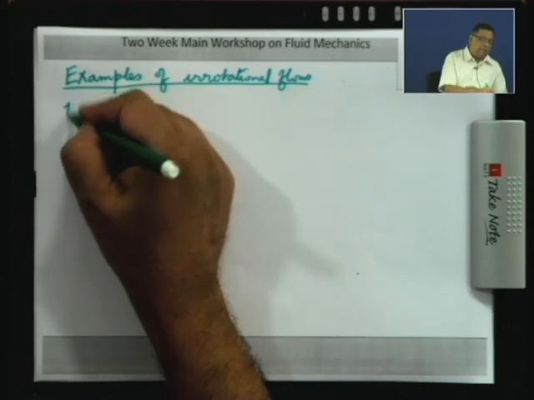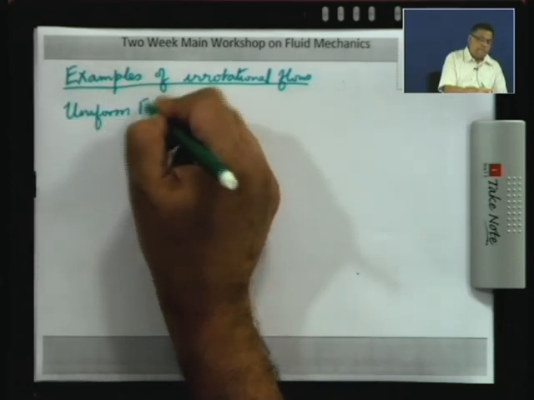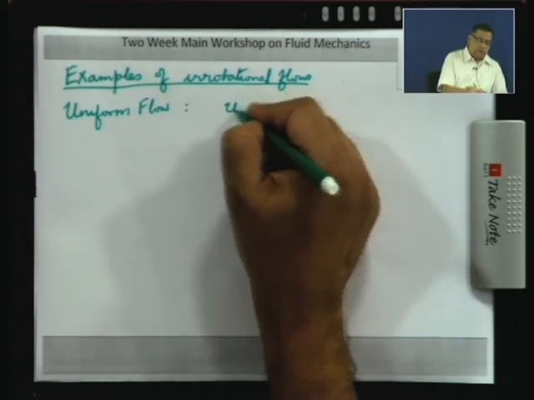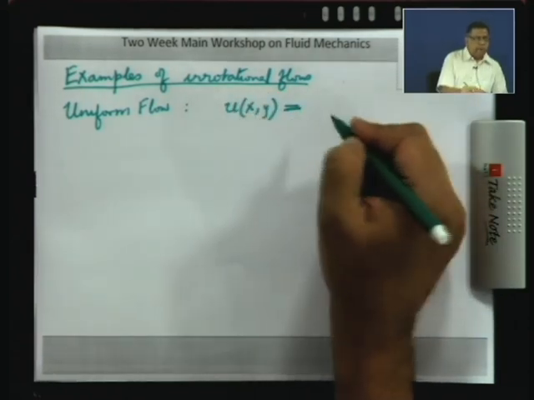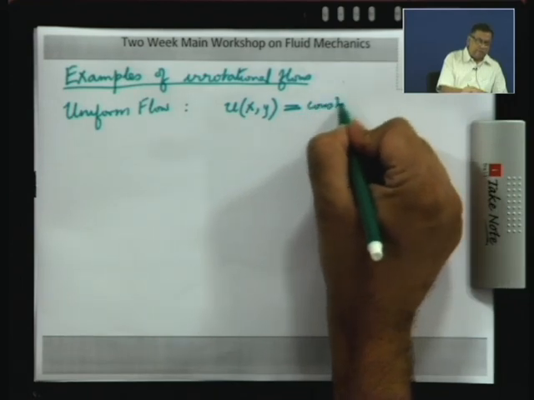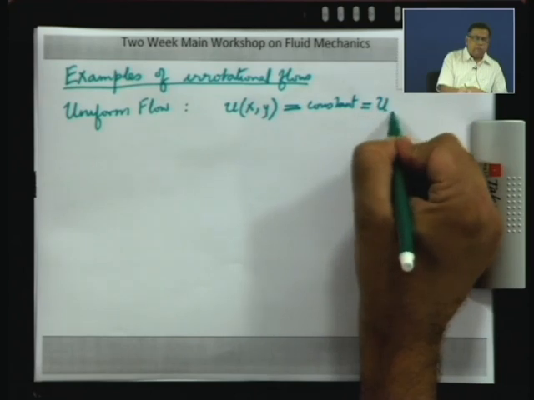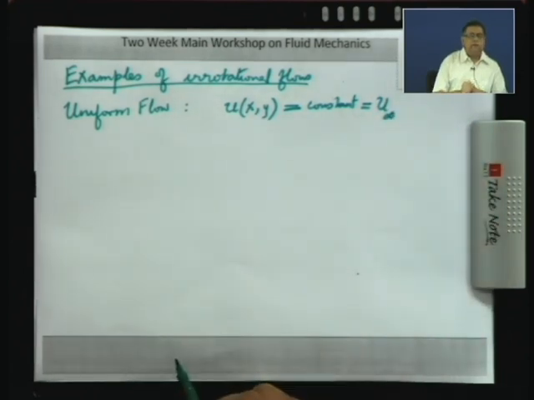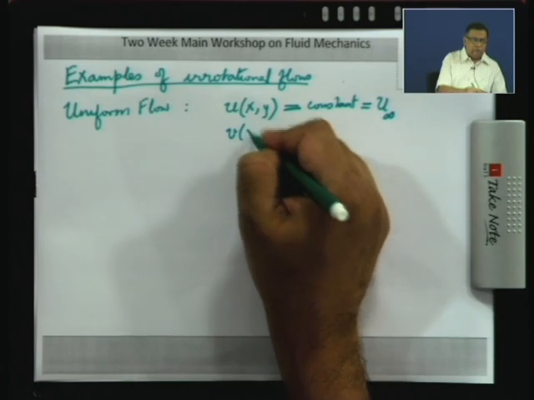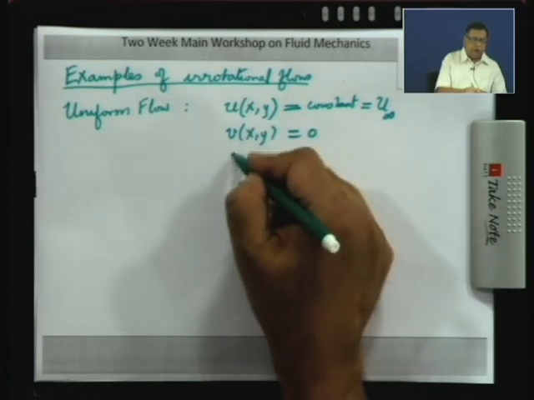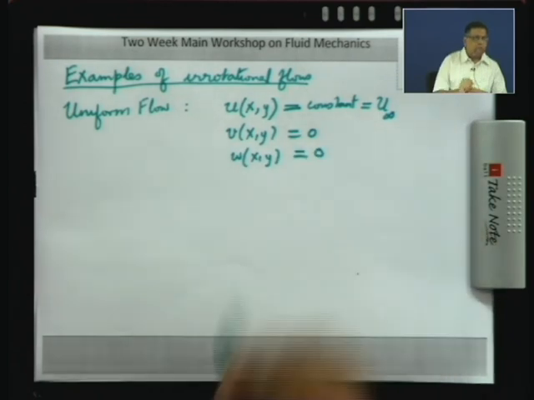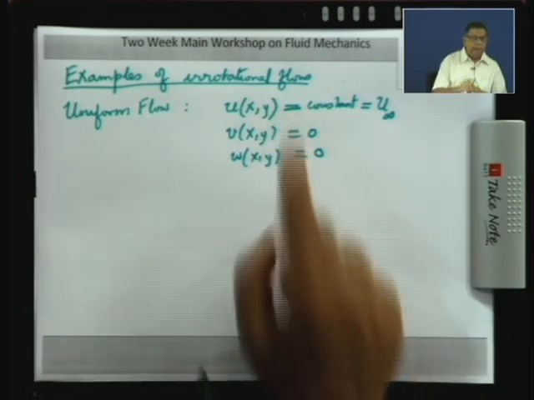So, the simplest example is a uniform flow, that is, u of x y is a constant everywhere. I will use the subscript infinity, because this typically is a boundary condition when you solve for external flow over a body, and the subscript infinity reminds you that you may have such a flow far away from the body. And we have v of x y is 0 and w of x y equal to 0. So, this is a uniform flow in the x direction.